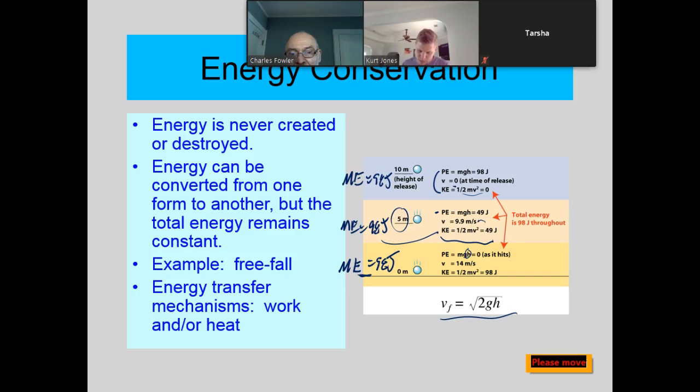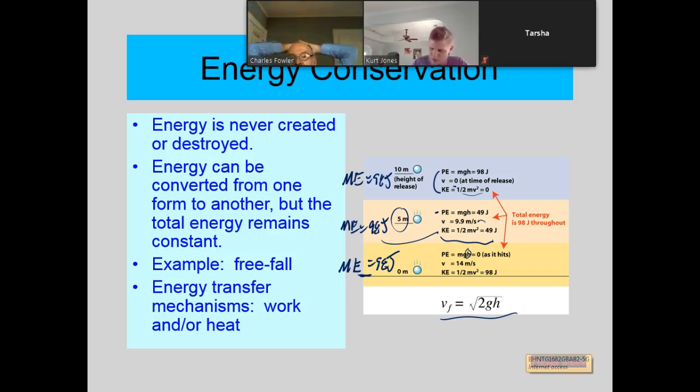Now, if there had been air resistance, whatever you lost due to air resistance would be lost to a little bit of heat. That would decrease your kinetic energy at the bottom, which you know is usually what happens. Any questions on that? Okay.